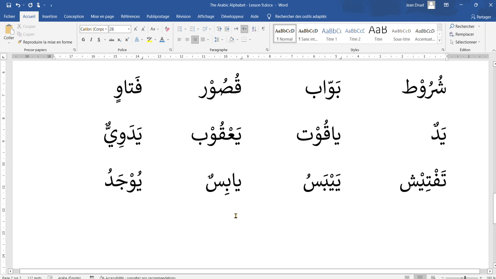This one is easier. We have an initial ya, so it is a consonant, with an alif. Yabisun. And here we have an initial ya, so it's a consonant. And we have a waw preceded by a dhamma carrying a sukun. So this one is a long vowel. So this one goes yujadu.